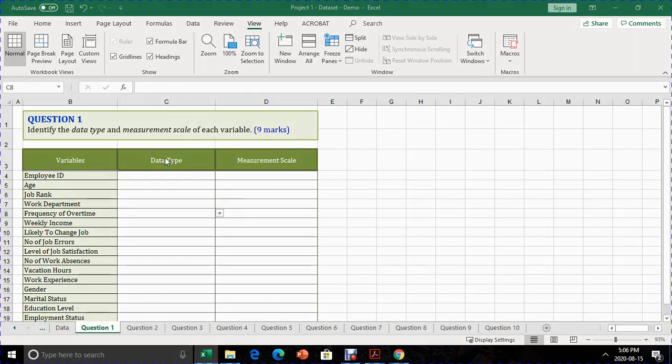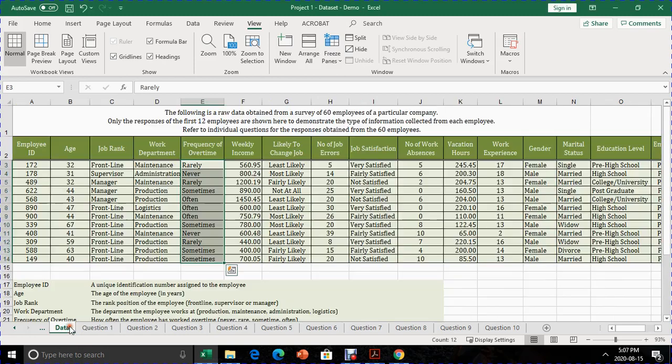The first question that you have to look into is to go back to your data set and take a look and identify the data type and the measurement scale of each variable that were listed in the question. So what I would like you to do is essentially take a look at your data set and try to identify the type of data and the measurement scale for each of these variables, which are listed right here.